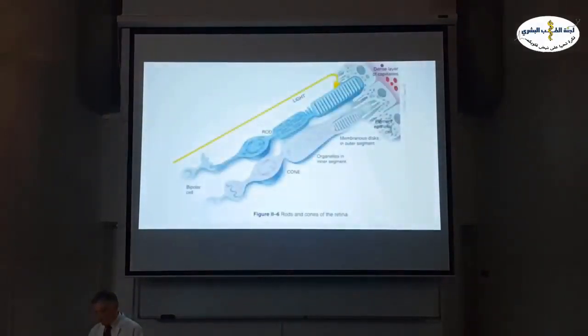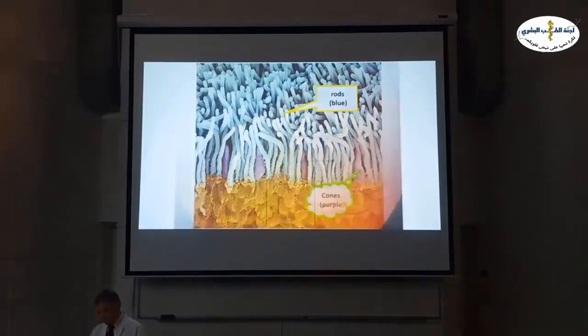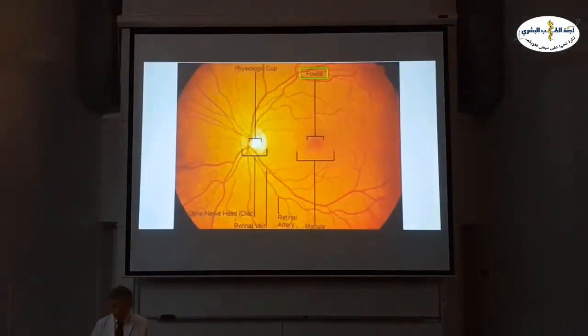These are rods and cones, nuclei and discs, a stack of discs. This is a scanning electron microscope image of rods and cones. If we look to the inside of the eye, which is very important, it's called fundoscopy or retinoscopy. We have to see the optic disc because the optic disc is so important.